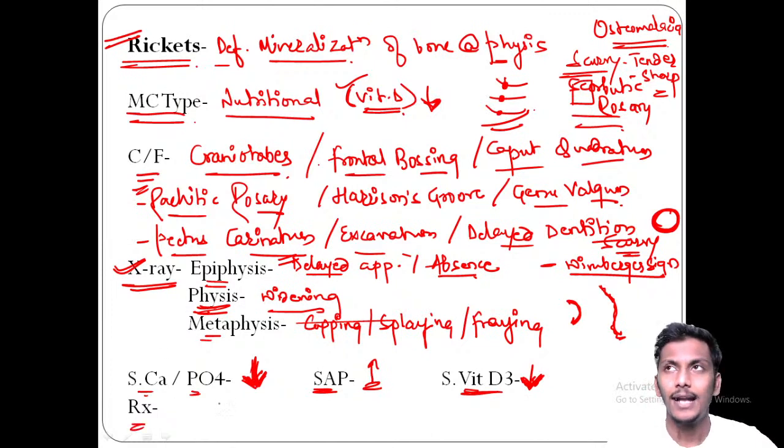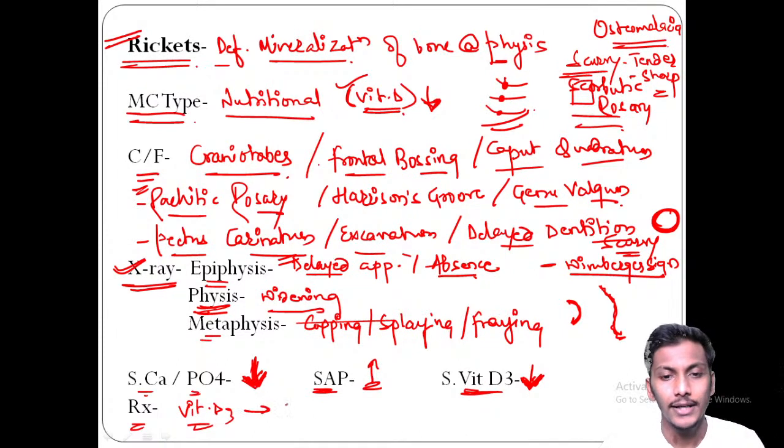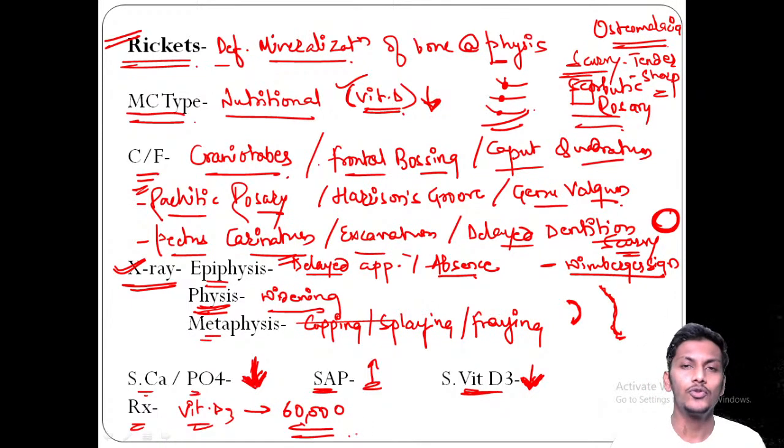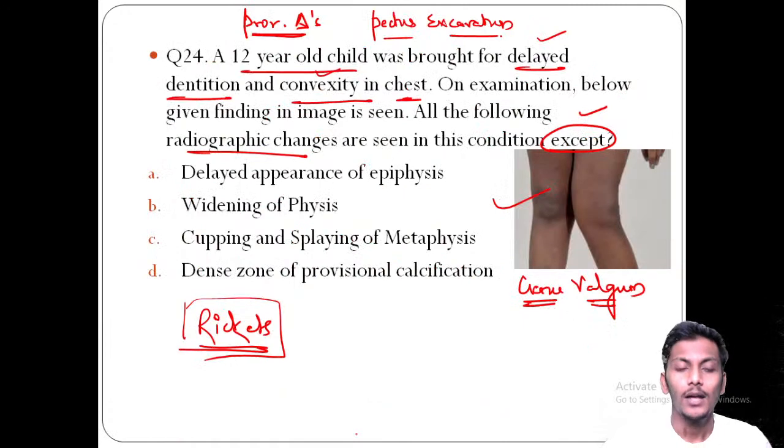What is the treatment now? As there is deficiency of vitamin D, we need to supplement vitamin D. And what is the usual dose? It is 60,000. So please remember, 60,000 is the usual dose of vitamin D3. Now, we'll rule out the options one by one.